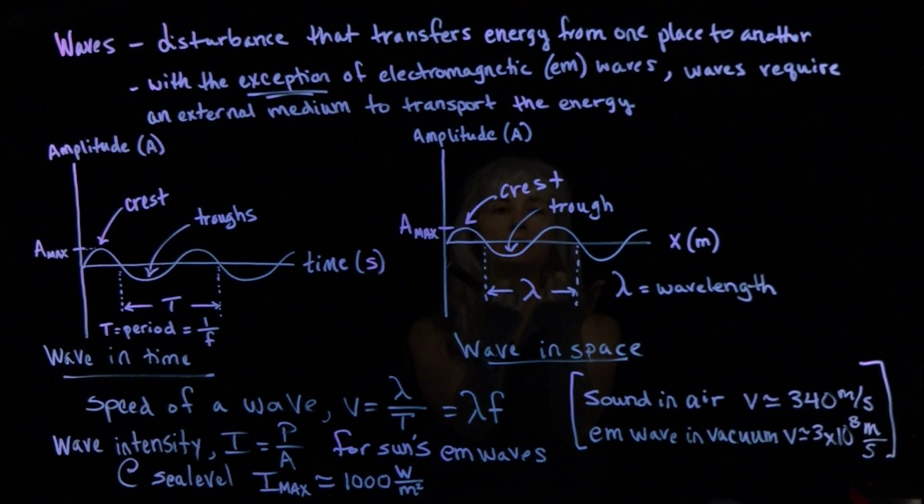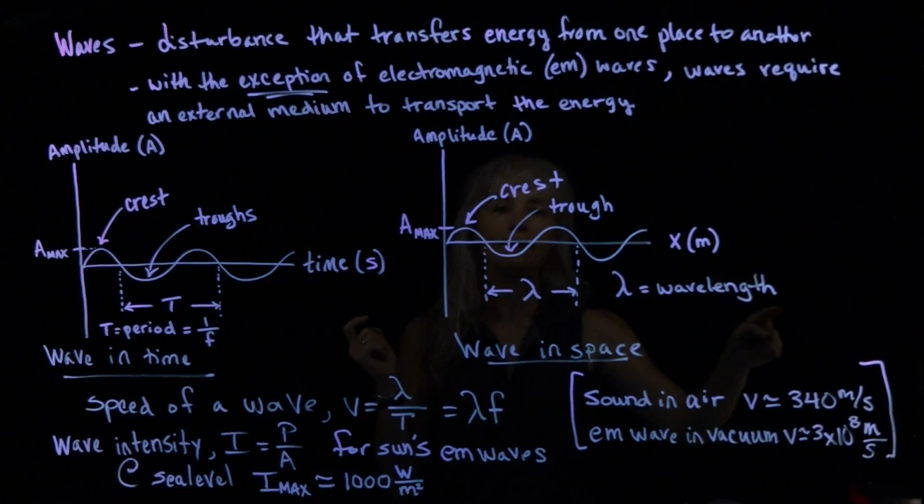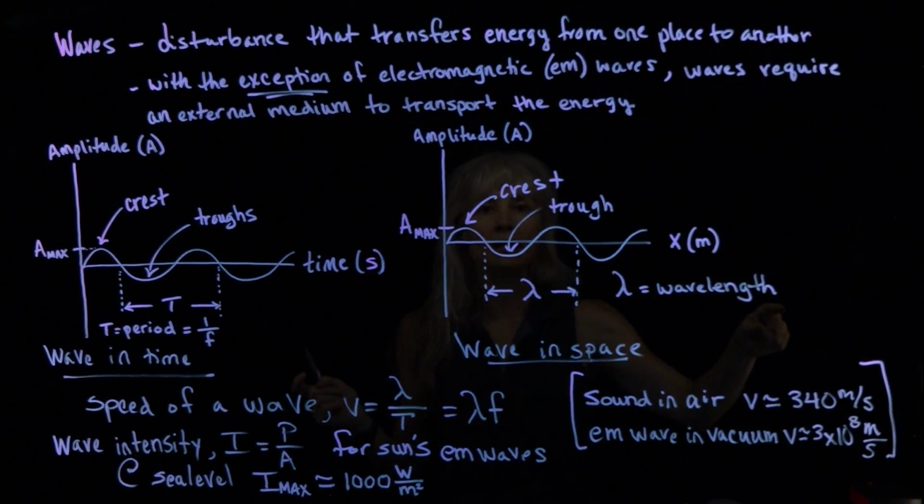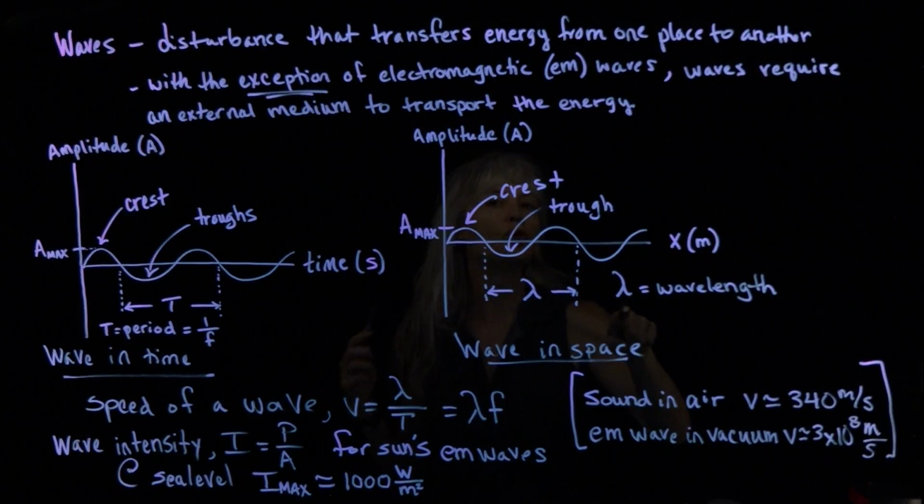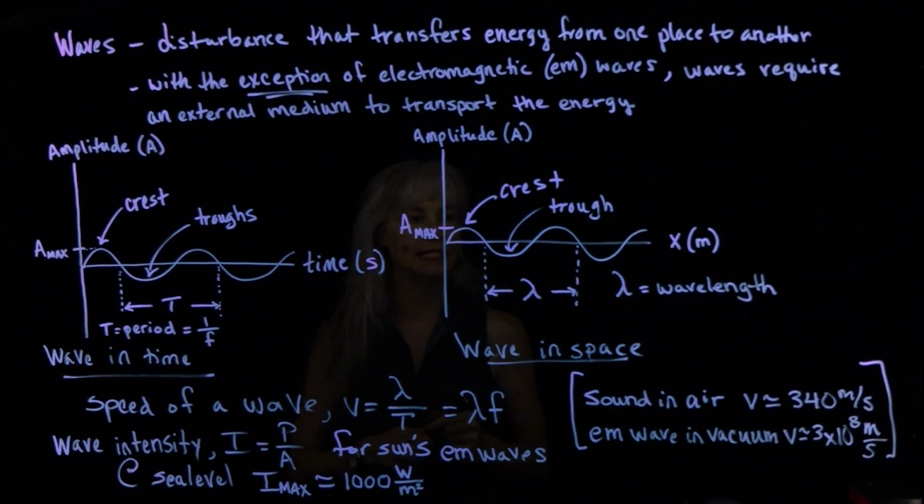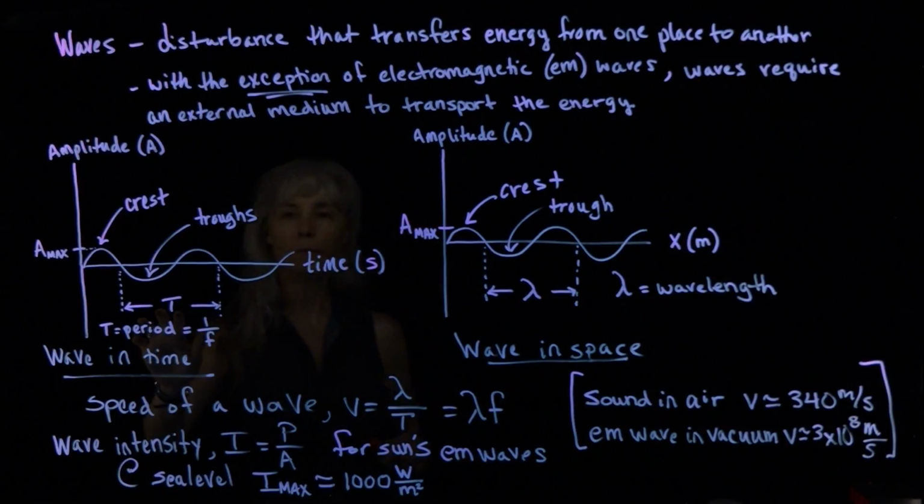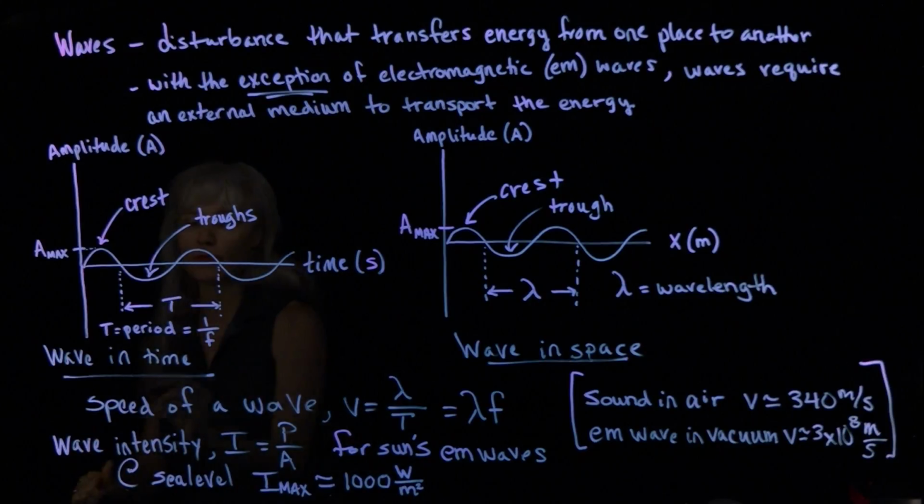The full cycle in space is known as the wavelength of the wave, and the wavelength of the wave gets the symbol lambda. This is a letter from the Greek alphabet, lambda. So this distance is going to be in units of meters, and it is the distance the wave travels before it begins repeating itself. T, the period in time, is the time it takes the wave to travel before it begins to repeat itself.